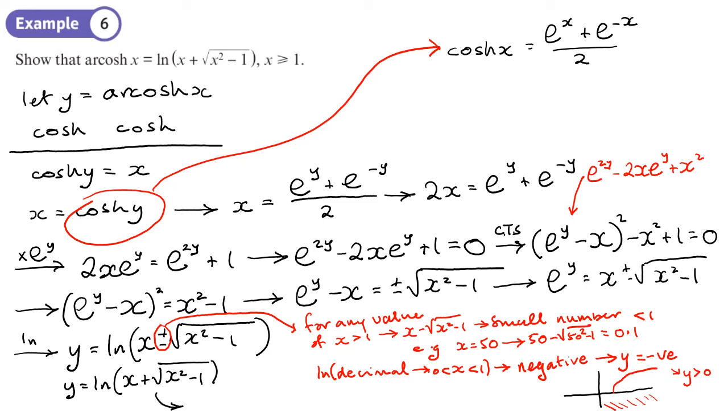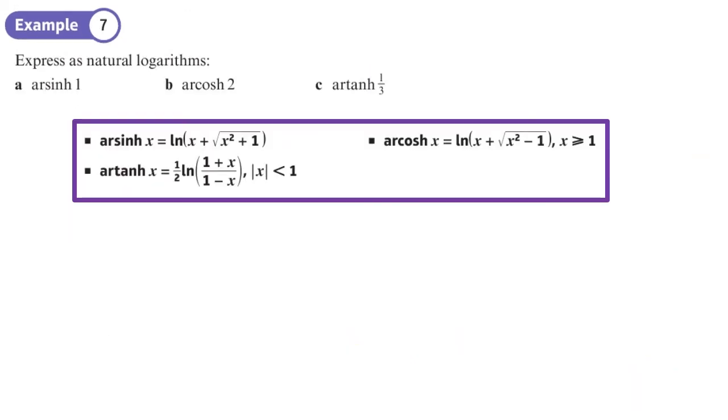I don't think I did this on the last one, but we can just replace y with arc-cosh x. Arc-cosh x equals log of x plus square root of x squared minus 1. So these results we've worked out, we can take them for granted. They're in the formula book for us to use, but you may be asked in the exam to prove them from scratch like we did in the last two examples.